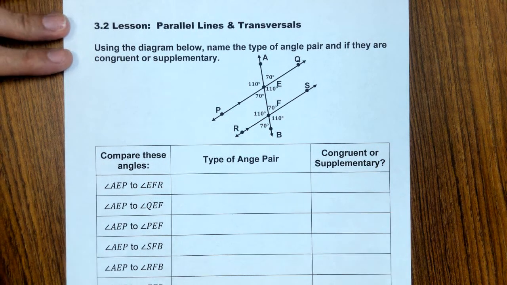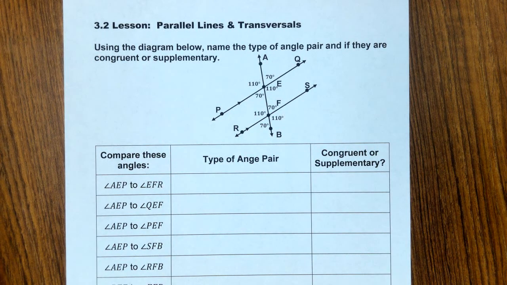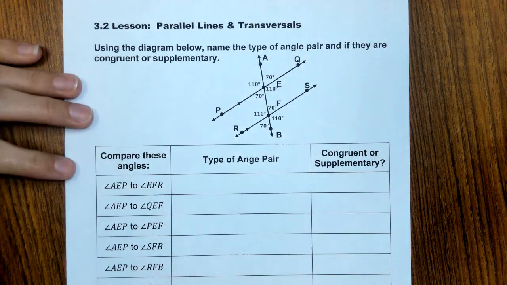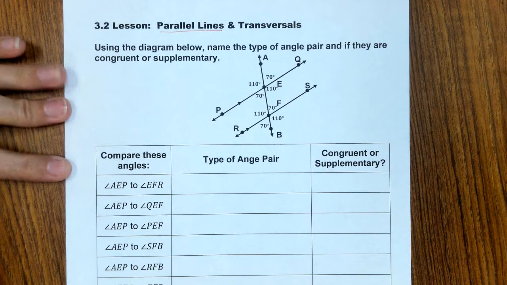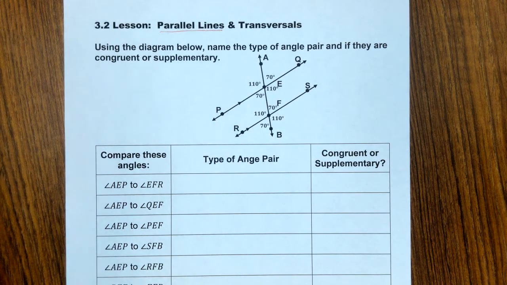All right, everybody, welcome to our 3.2 lesson. We're going to take what we learned in 3.1 and change it up a little bit. We are now looking at parallel lines with transversals. With parallel lines and transversals, some things are going to change where we can actually find angle measurements.